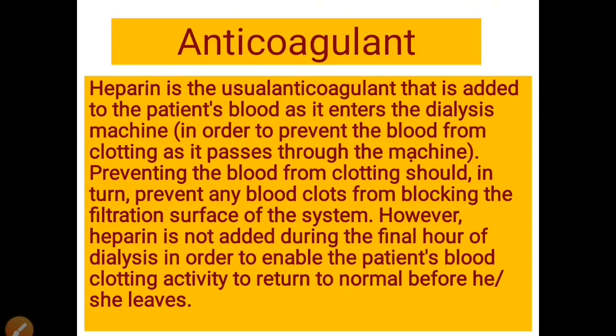Then we will discuss the anticoagulant. We use heparin as an anticoagulant. Here heparin helps us in preventing blood clotting. During the dialysis process, when blood passes through the tube, blood can clot. So to prevent the clotting of blood, heparin is mixed through the blood.